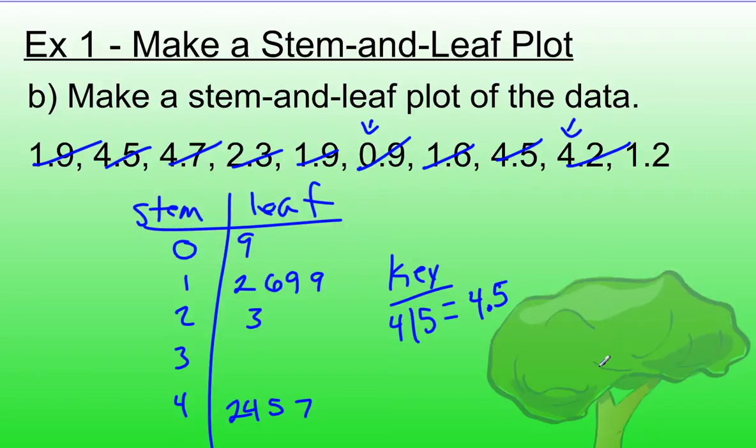Now, one thing I want you to notice, look at the stem of 3. This stem of 3 has no leaves. It would be wrong to put a 0 in there, showing that there's none of them. That would be wrong, because by putting a 0 in there, it's making it seem like there's a 3.0 when there's not. So don't put 3.0. If there's nothing there, you leave it blank.